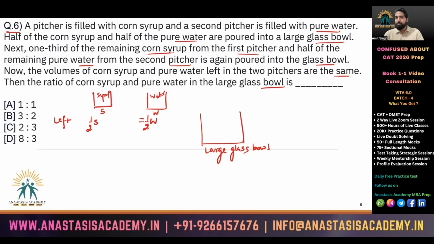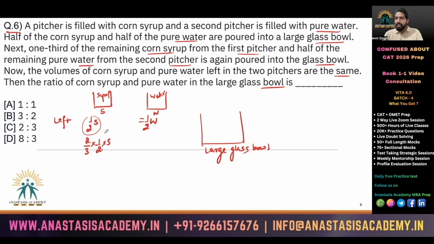Now after the second operation, one third of the remaining corn syrup from the first pitcher, I have removed one third of the remaining, which was half. This was what was left, and I have removed one third. So what is left now? Two thirds of the remaining. So now what is left? Two thirds of the half of the volume of this pitcher, right?